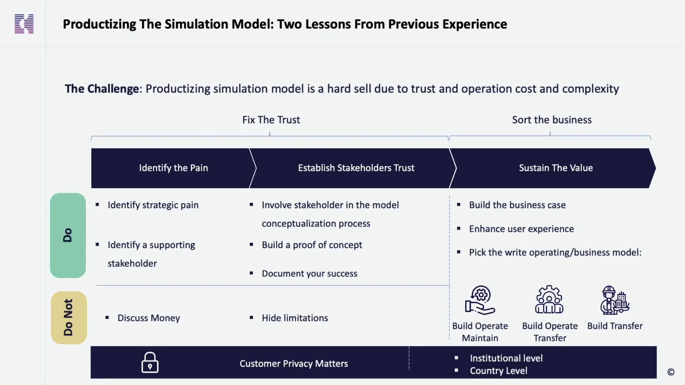The last thing, which is very crucial, is customer privacy matters. Some customers would not feel comfortable to share any data, especially if we're dealing with the government. So what we do is we do not ask them for any data. We just ask them, what kind of data do you have and what limitations do you have in your data?